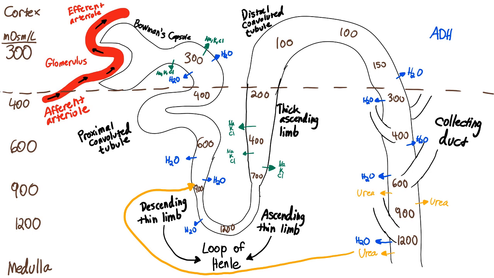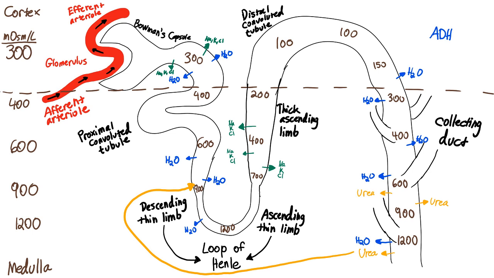The ascending thin limb has an opposite nature to the descending thin limb, since sodium chloride and urea are permeable and water is not. The thick ascending limb and distal convoluted tubule, collectively known as the diluting segment, which we will get to. And last but not least, the collecting duct, where urea is recycled back into the loop of Henle and some is left in the interstitial space and contributes to the concentration gradient.